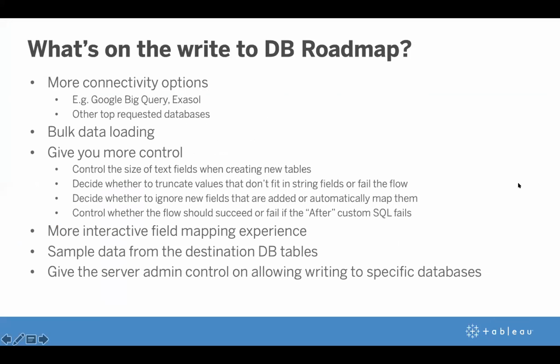So what else is on our roadmap? What's on our backlog for the write to database area after our V1 goes out, which is currently in public beta? The first thing is more connectivity options. That has been the first ask we get as soon as the beta went out. Our users are asking for more connectivity.